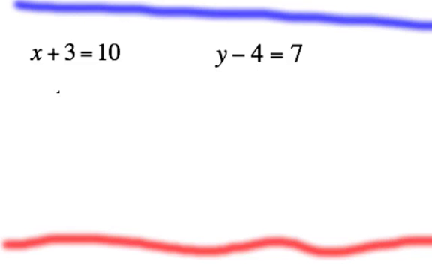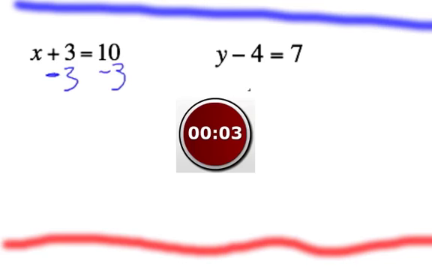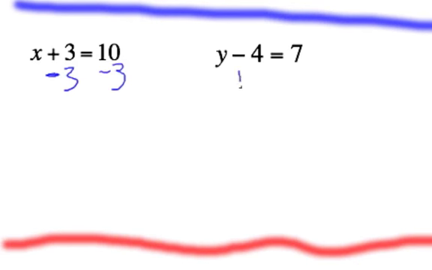So, the second step is to do the inverse operation. On my equation, we are adding 3, so the inverse operation to add 3 is subtract 3. And we have to do this on both sides of the equation. Now you try it. On your equation, what is the inverse operation to subtract 4? That's correct. It is add 4. So we're going to do this on both sides of the equation.